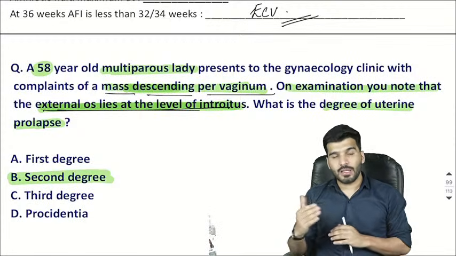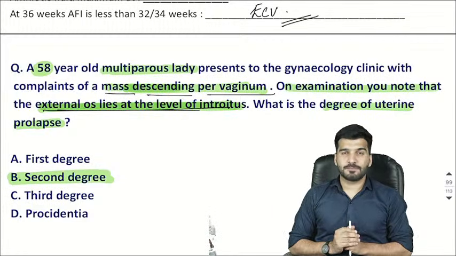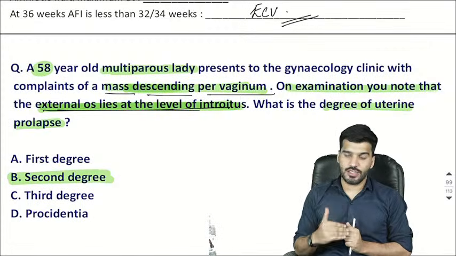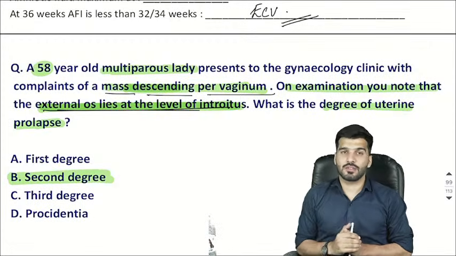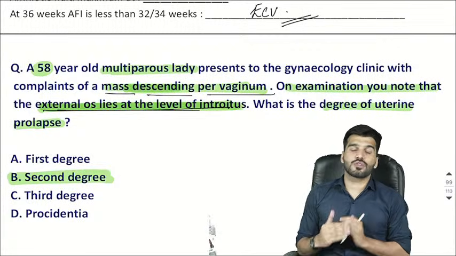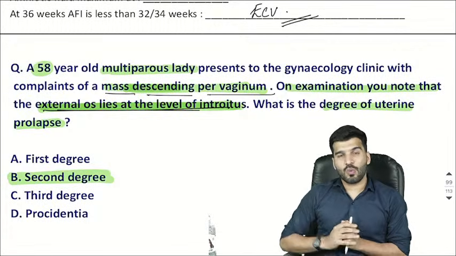Now, what will be the next feature? In this lady with prolapse, anteriorly the bladder will be compressed, so the vagina bulges into the bladder, that is cystocele, and posteriorly the rectum is there, so there will be features of cystocele as well as rectocele.